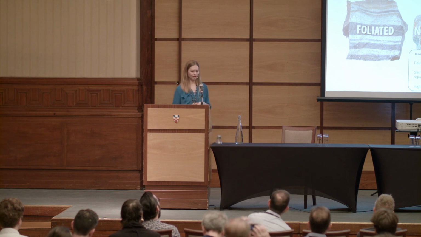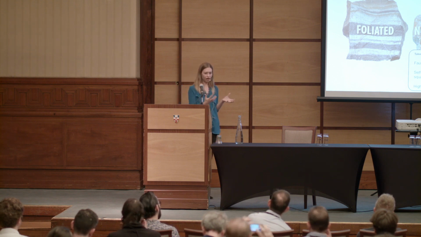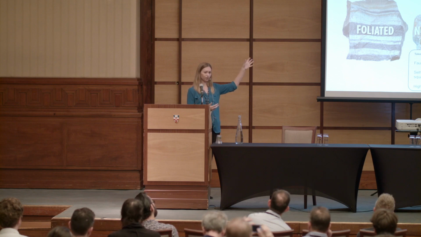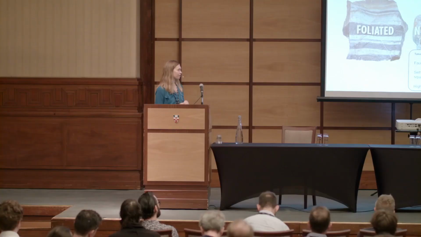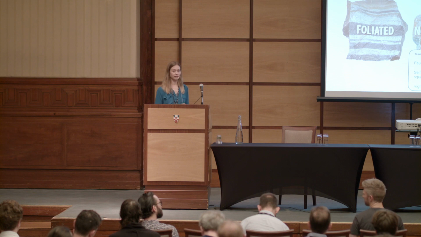And some of those things are kind of surprising, and ultimately the fault-tolerant channel is the thing that we want, and there are other ways of getting there that don't involve you starting first with a 2D code. The other thing is that self-duality isn't limited to the square surface code. Even in this class of surface code-like structures, there are other things that we can find. And also these things have a pretty promising high threshold performance, so certainly at least competitive with other schemes and maybe in certain regimes better.